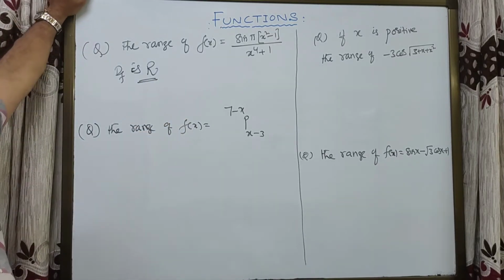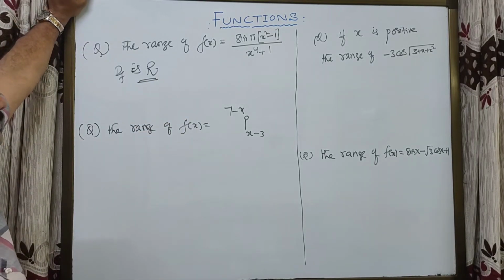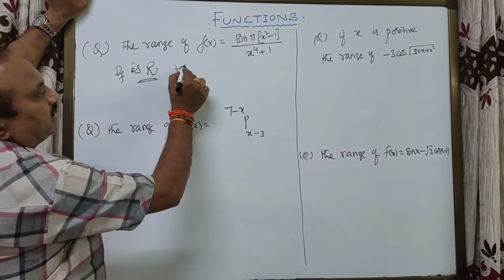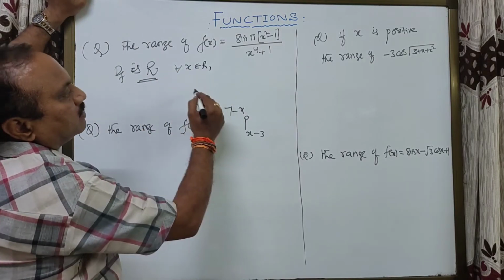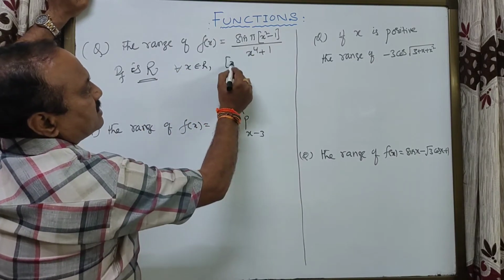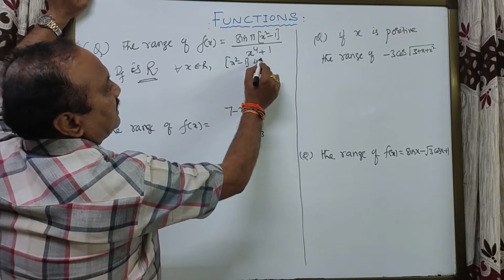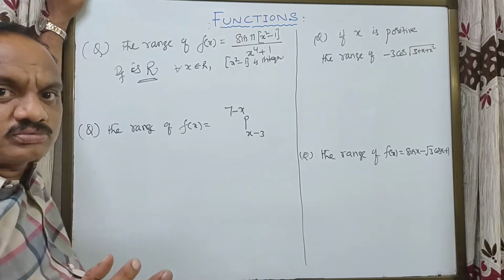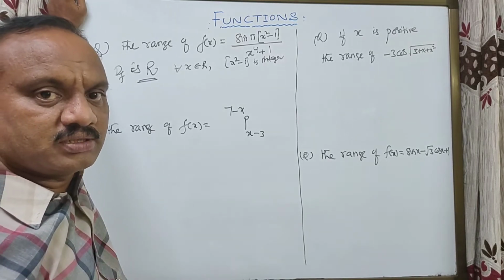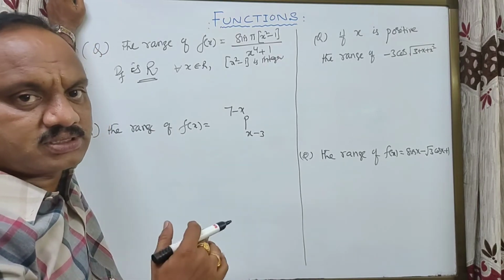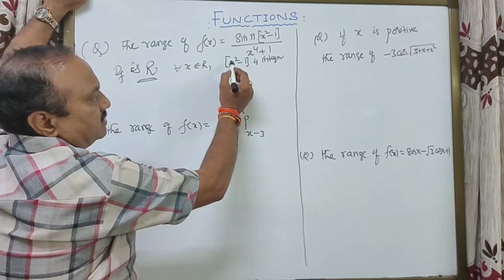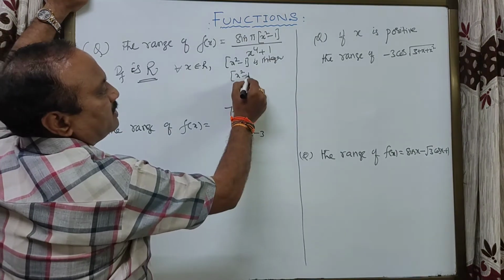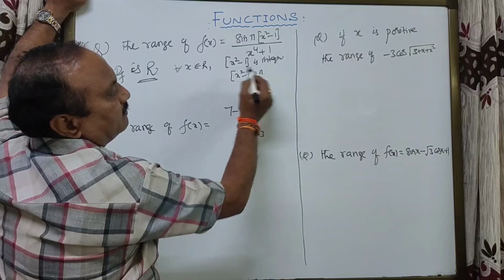My dear students, a very important point: for all x belongs to R, suppose x square minus 1 is an integer. That means it takes some value like 1, 2, 3, minus 1, 0. Say x square minus 1 equals n, where n is an integer.